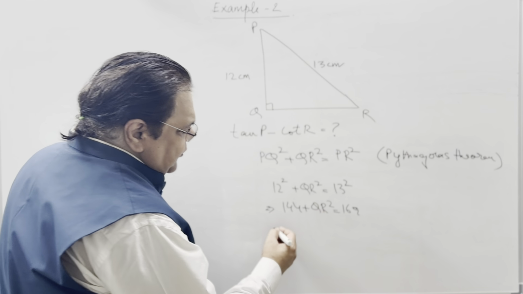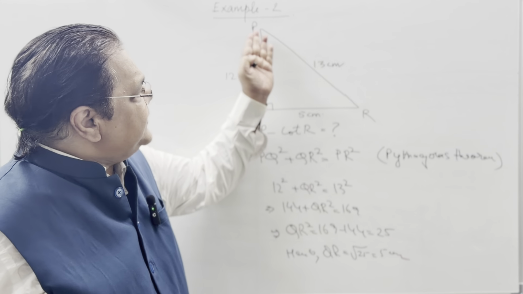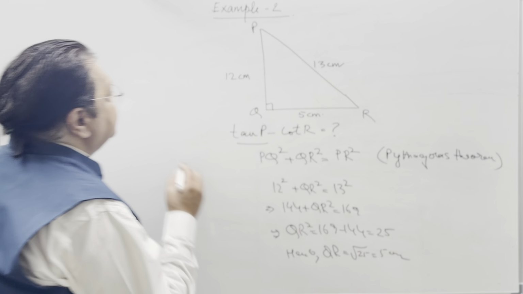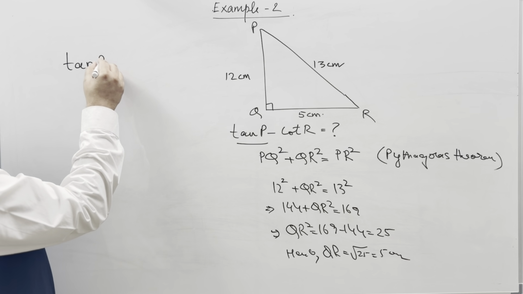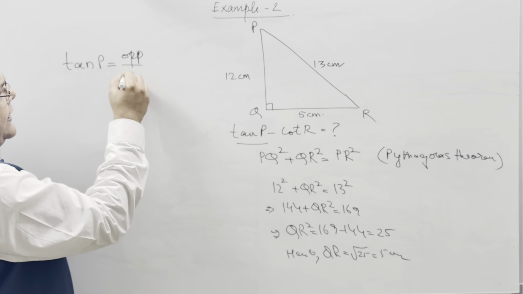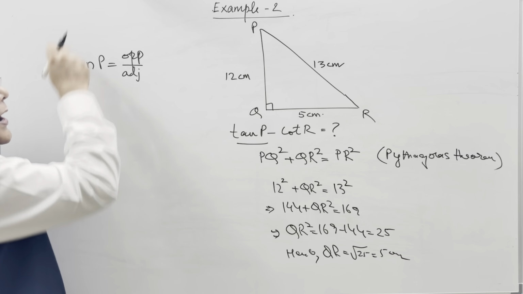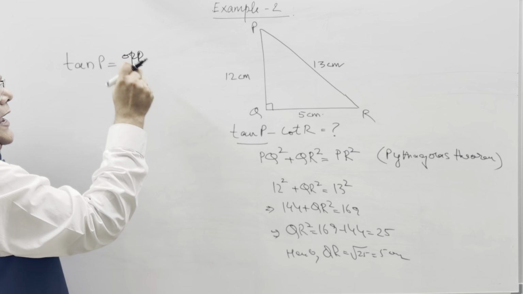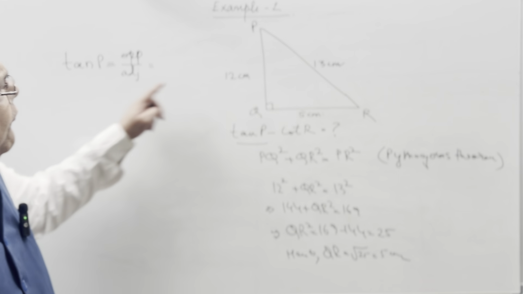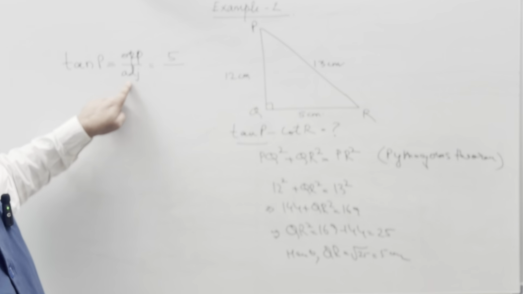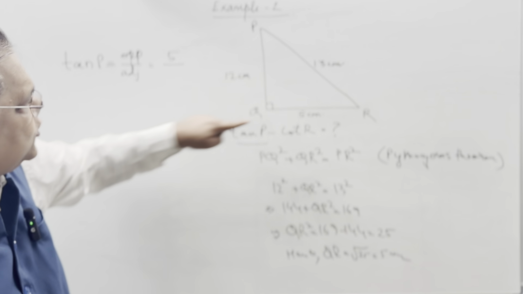Now in this right angle triangle PQR, we have the sides 5 centimeters QR, 12 centimeters PQ, and 13 centimeters PR. Let us find first tan P. So tan P is equal to opposite by adjacent. Don't forget TOPA, T-O-P-P-A. So tan P is equal to opposite by adjacent. What is opposite of P? 5. And adjacent with respect to angle P is 12.